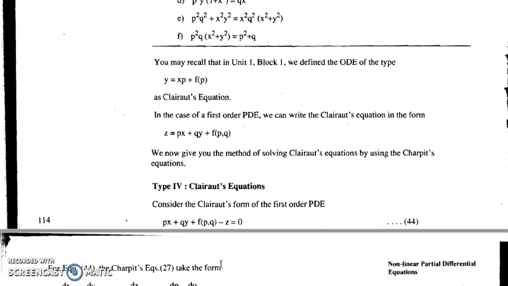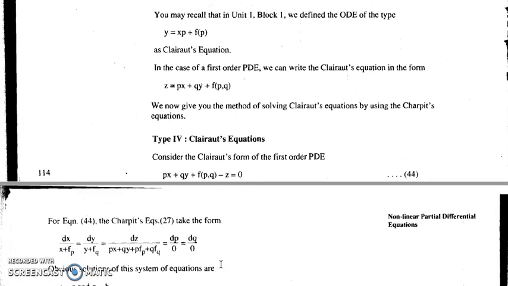Okay, and the next type of standard form is Clairaut's form. We have seen Clairaut's form for ODEs. So if you have a PDE, we will see what Clairaut's equation is.